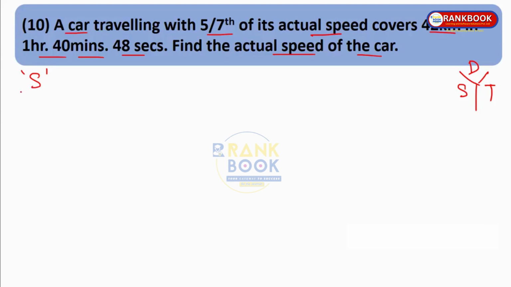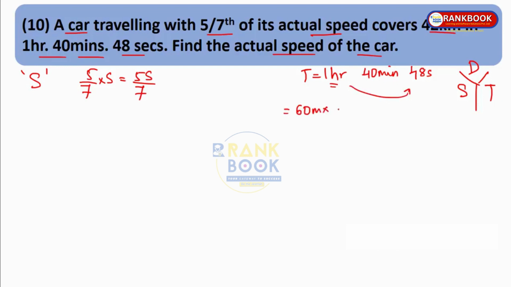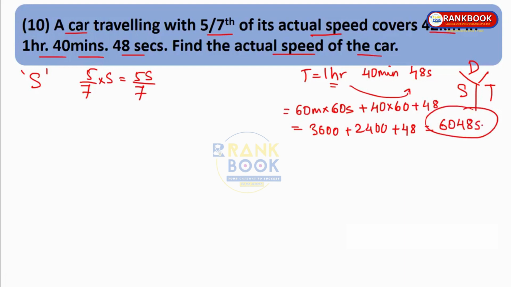But the car is traveling at 5/7 of the actual speed. So what is the speed with which the car is traveling? 5/7 of S. That is nothing but 5S upon 7. Right? Now here the time is given as 1 hour 40 minutes and 48 seconds. Converting everything into hours would be complicated, so it's much better to convert it into seconds. 1 hour is 60 minutes, each minute is 60 seconds, plus 40 minutes is nothing but 40 into 60 seconds plus 48 seconds. That would be 3600 plus 2400 plus 48. That would give us 6048 seconds. So this is the time taken, 6048 seconds.